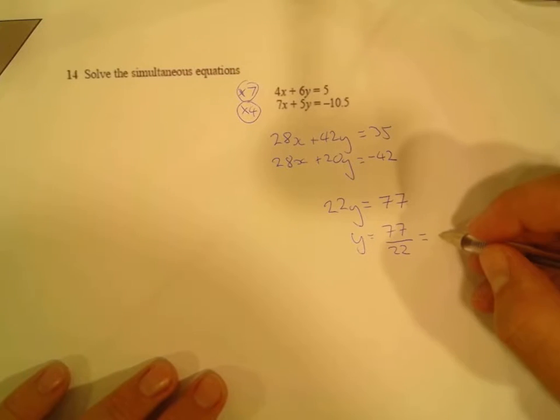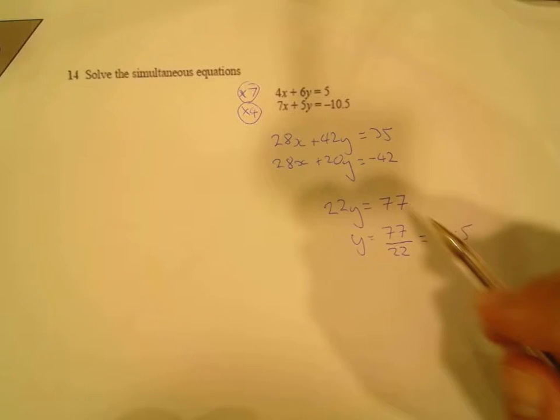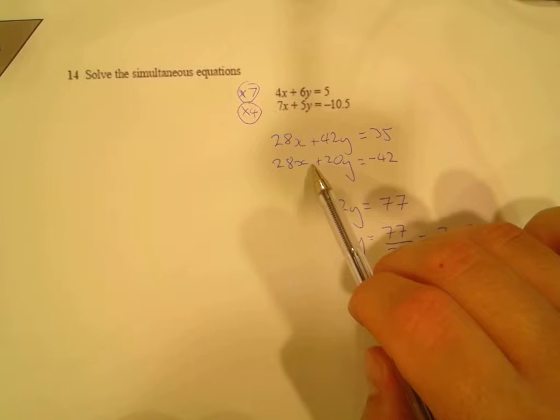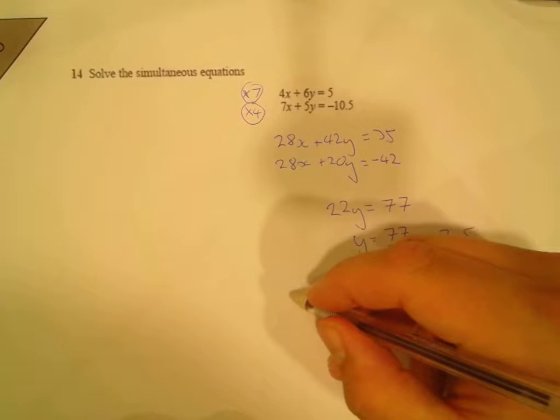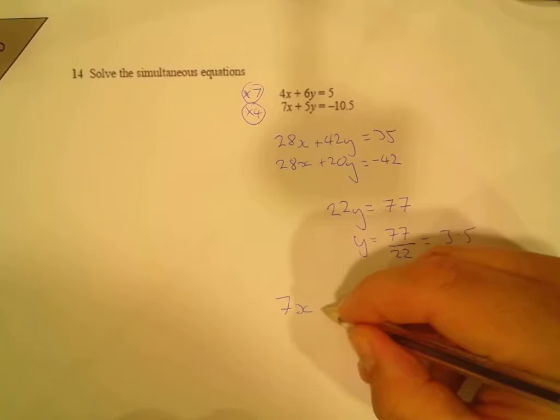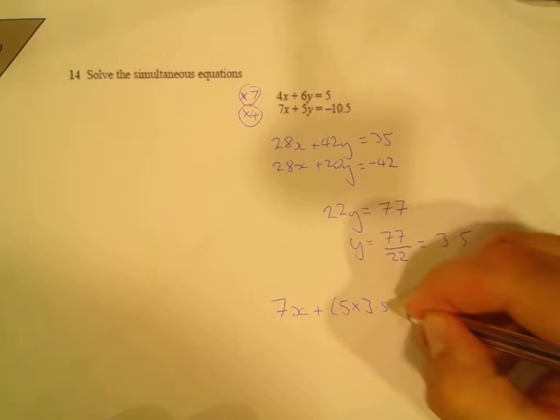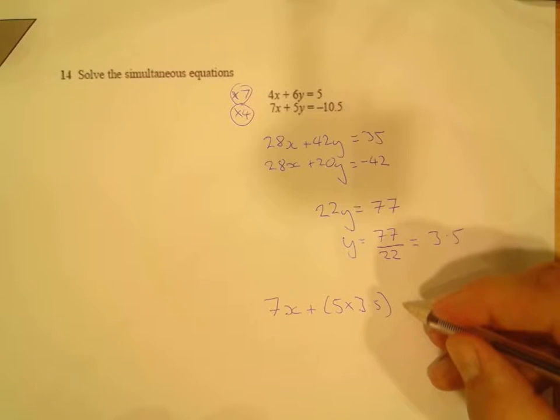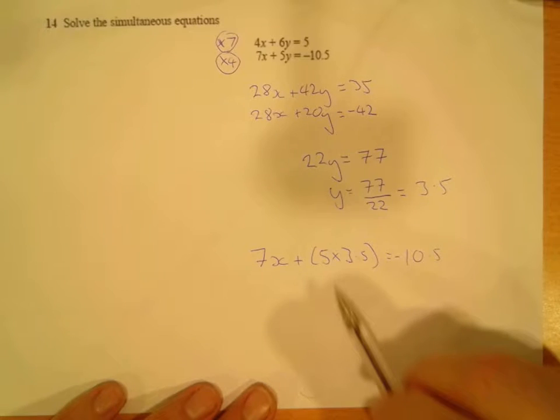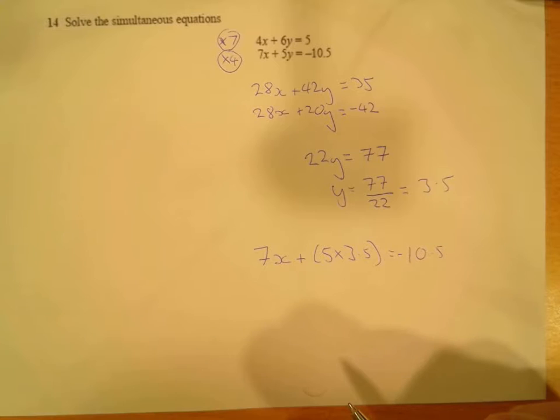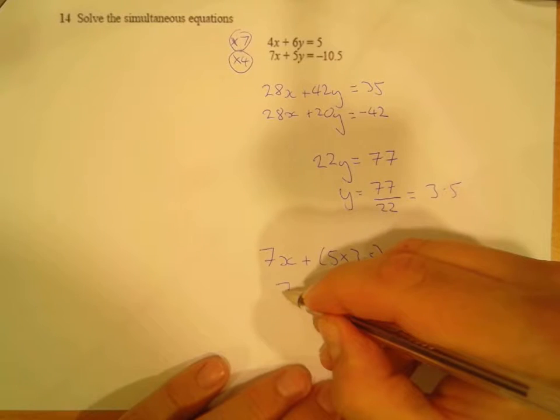I'll substitute that back into one of my equations. I'm going to go for this one here because it's got a smaller number of y's. So I've got 7x plus 5 times 3.5 equals negative 10.5. So I've just put the numbers in. So 5 times 3.5 is going to be 17.5. So I've got 7x plus 17.5 equals negative 10.5.